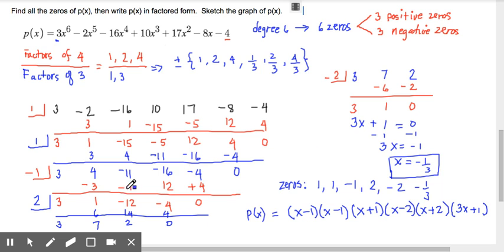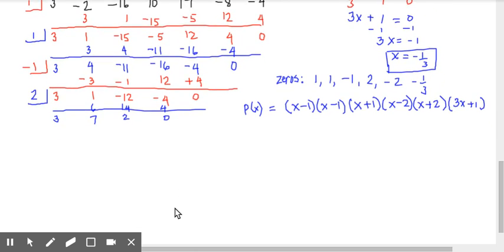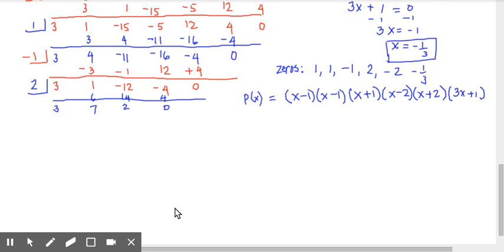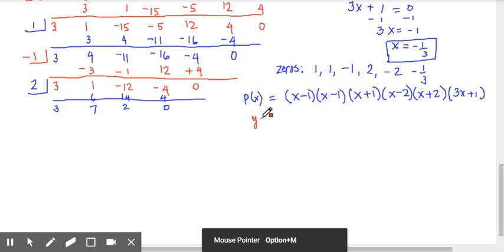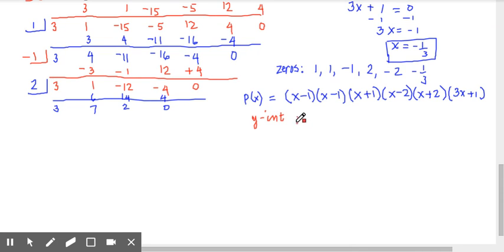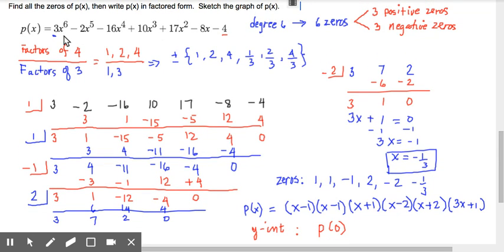Okay. Now to graph. So let's graph over here. In order to graph, we got the zeros here. Now we need the y-intercept. And the y-intercept is p of 0. So you can either plug in 0 into this factored form, or you can plug it in the standard form, which is right here.